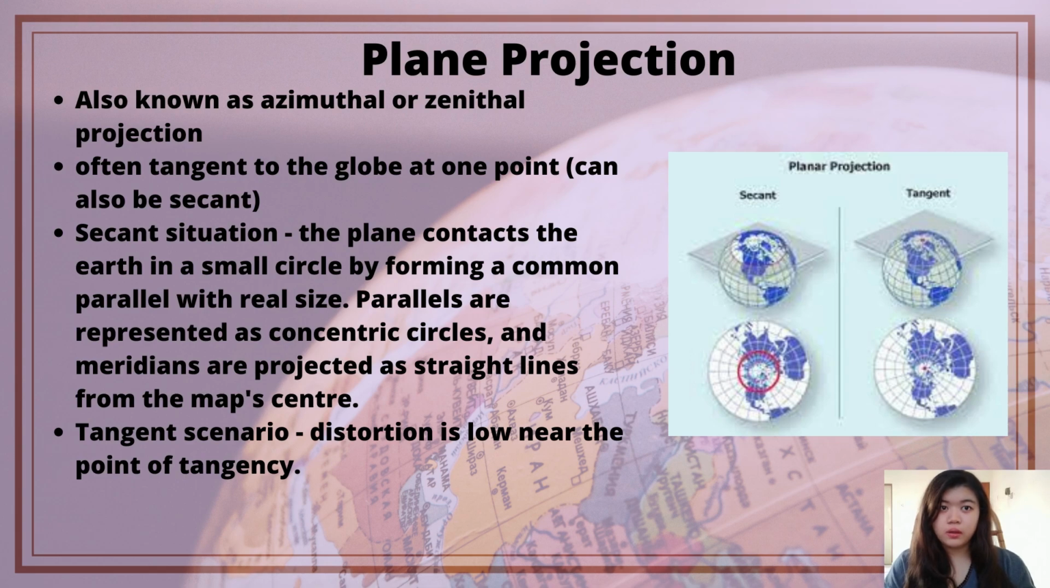Plane projection is also known as azimuthal or zenithal projection. It consists of two types: one is secant, one is tangent. For the tangent, it connects to the globe at a point. For the secant, the plane contacts the Earth in a small circle, forming a common parallel with real size. Parallels are represented as concentric circles, and the meridians are projected as straight lines from the map center. The distortion for the tangent case is quite low because it is near the point of tangency.